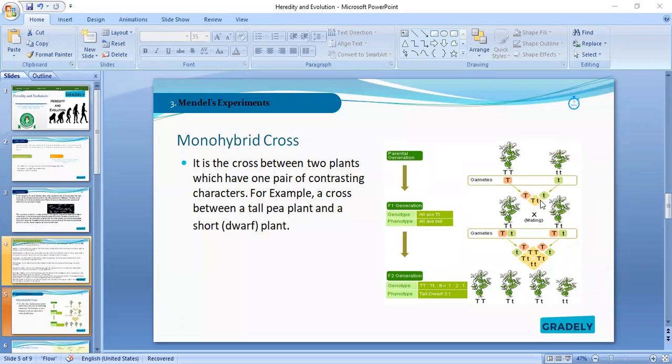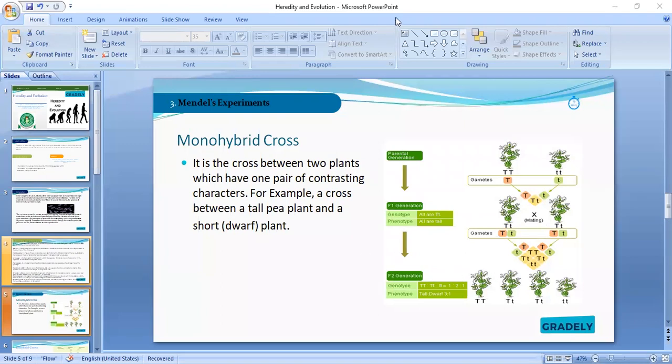But now in the F1 generation, we have a pair of what? Contrasting characters. And at the end of the day, we are going to have 4 offspring in the F1 generation, and all of them are going to be capital T, small t, which is heterozygous in nature. Are you getting it? Now, when they self-fertilize, look here. If you can see my mouse, capital T, small t, then capital T, small t. They are self-fertilizing. Now, when they self-fertilize, they will form the F2 generation.